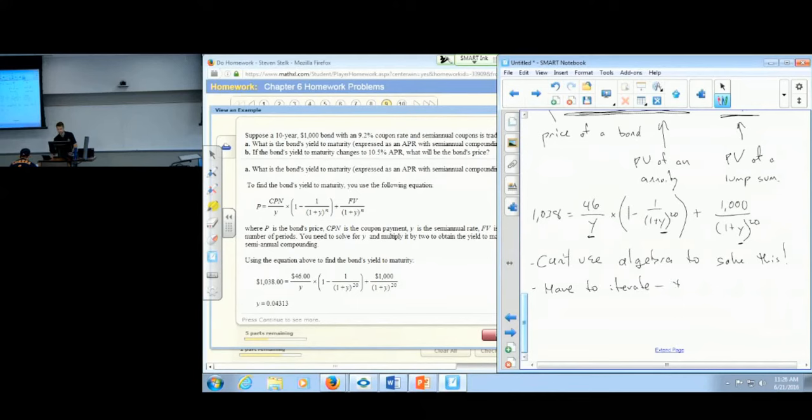We have to iterate. That is, guess over and over.